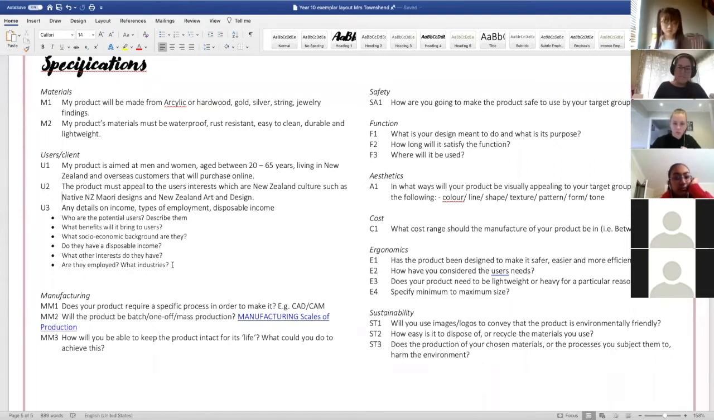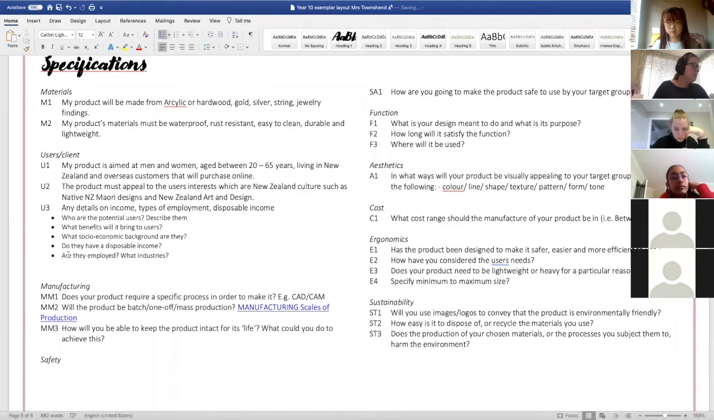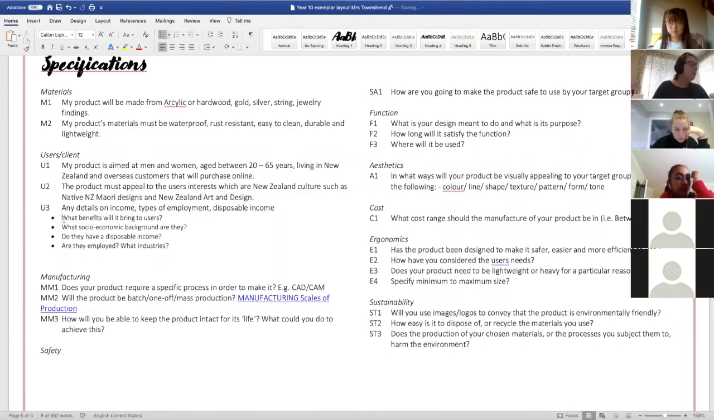Are they employed? Potentially. Or their husbands are. I mean, well, I shouldn't say that because it's not necessarily just the men that make the money. Then maybe it's the woman that make the money and their partner goes to spend it all at lunch times. Socioeconomic background, disposable income, interests. We've talked about the interests. Employed, what industries? What the potential users describe them. Don't worry about that.